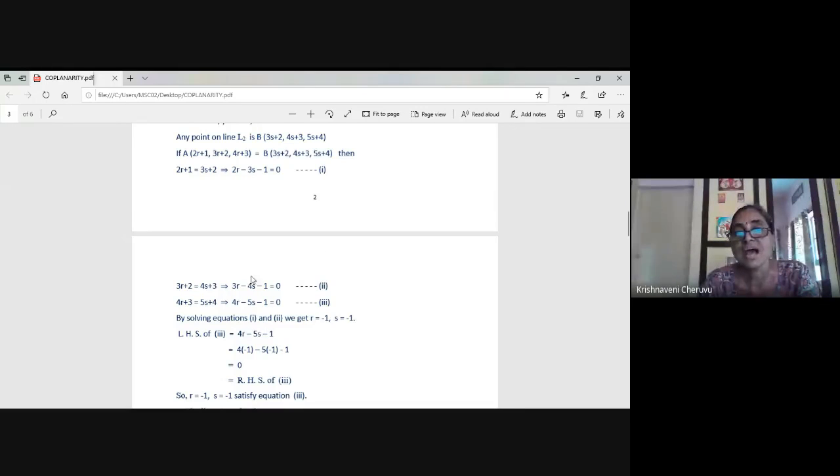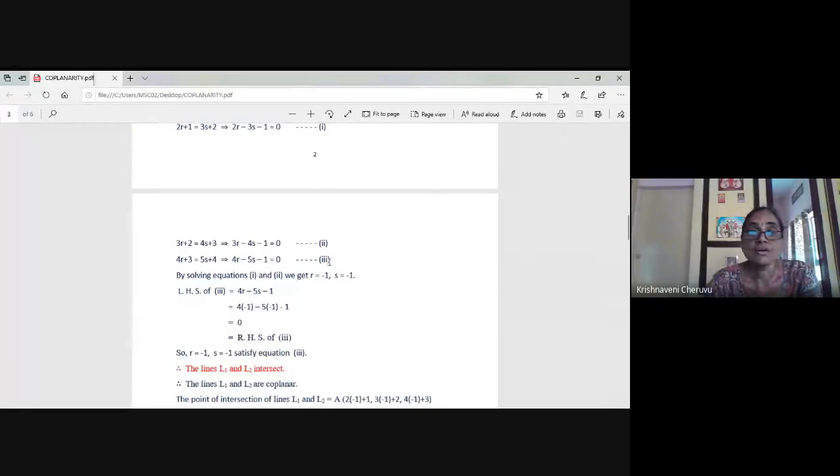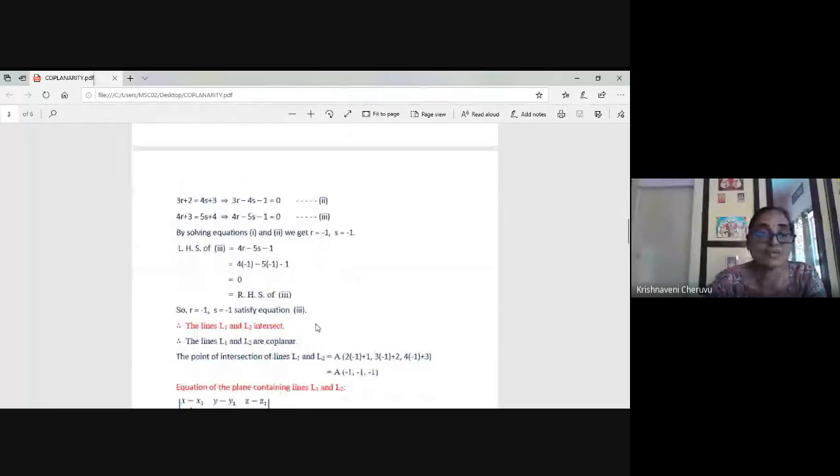So here what I did is, I solved equation 1 and equation 2 so that I got the R value and S value, and substituted this R value and S value in the remaining equation, that is the third equation, in the LHS. What is the third equation? 4R minus 5S minus 1 is equal to 0. And you take only the left hand side part, in which I substituted 1 for R and 1 for S, and I got 0, which is the right hand side. Which means the values of R and S obtained from equations 1 and 2 are satisfying the third equation. So this confirms that A is equal to B, which means these lines are intersecting.